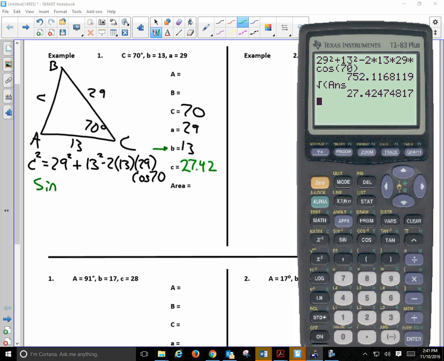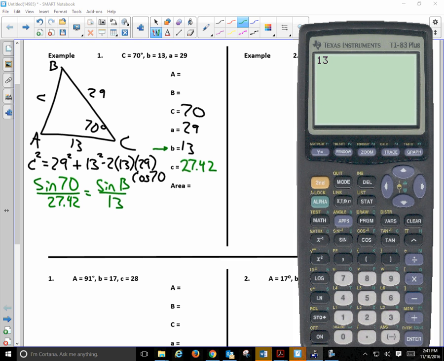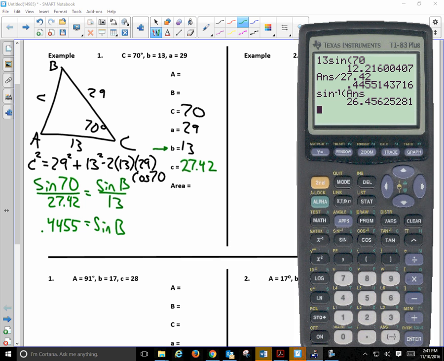So I have the sine of angle C divided by 27.42 is equal to the sine of angle B divided by 13. 13 sine of 70 divided by 27.42. So 0.4455 is equal to the sine of B. I sine inverse the answer. I get 26.46.